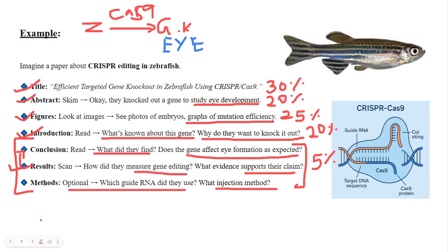Okay, you should see the title, and you will get 30 percentage. Abstract you will get 20 percentage. So 50 percentage is over, and for the other 50 you will get figures 25 percentage, introduction 20 percentage, and results, methods and conclusion 5 percentage. In total, you will get 100 percentage for this paper.